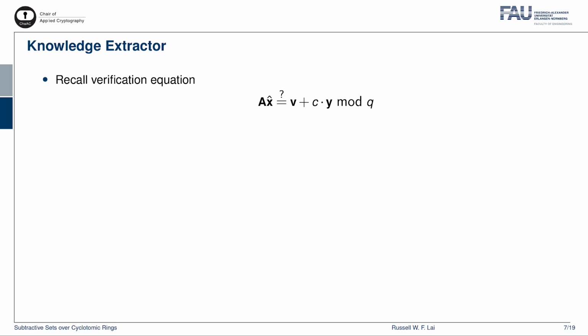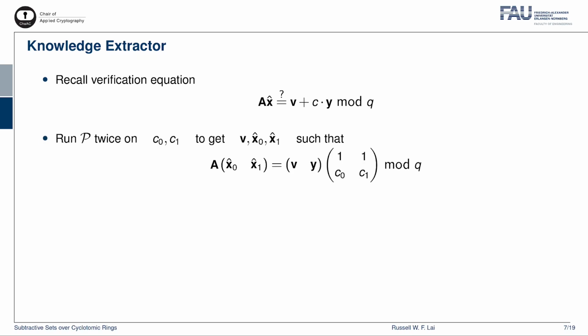First, we recall the verification equation, which looks like this. We construct an extractor such that it runs the prover twice on two different challenges, C0 and C1, to get two different communication transcripts, both of which satisfy the verification equation. And in matrix form, they can be written as shown on the screen right now.